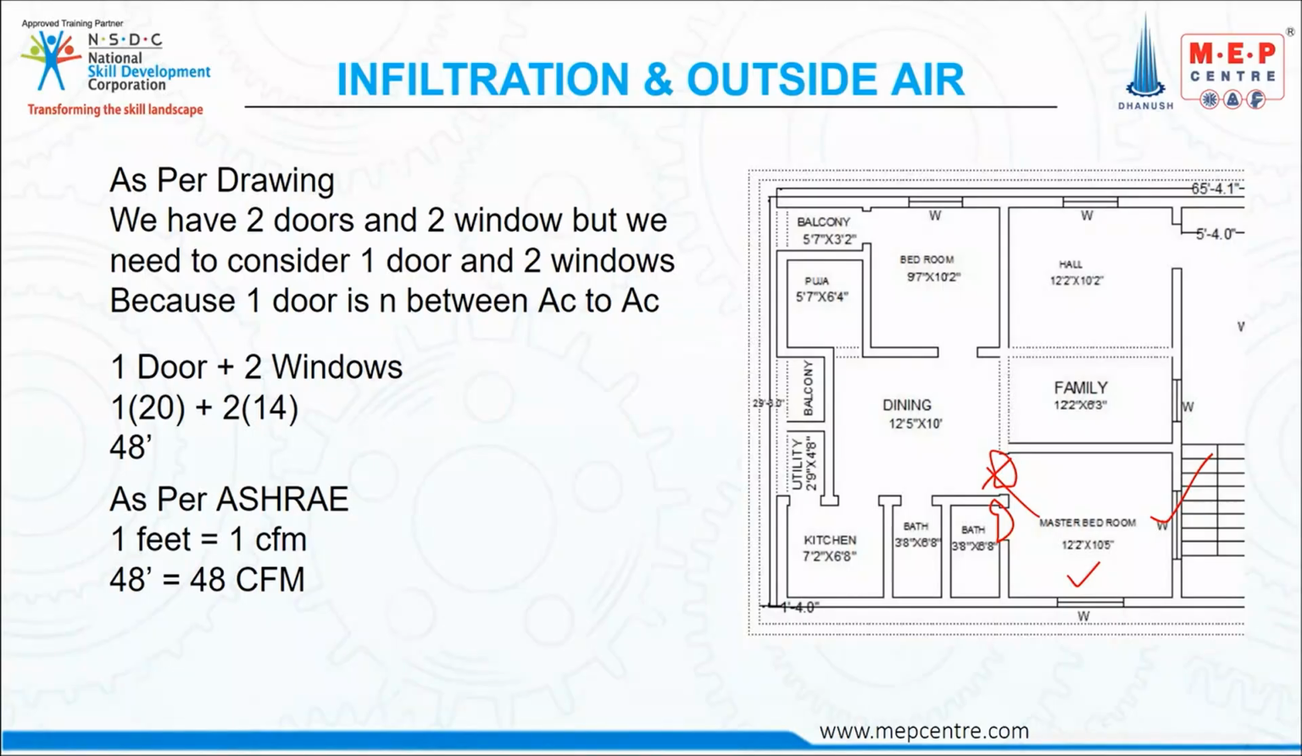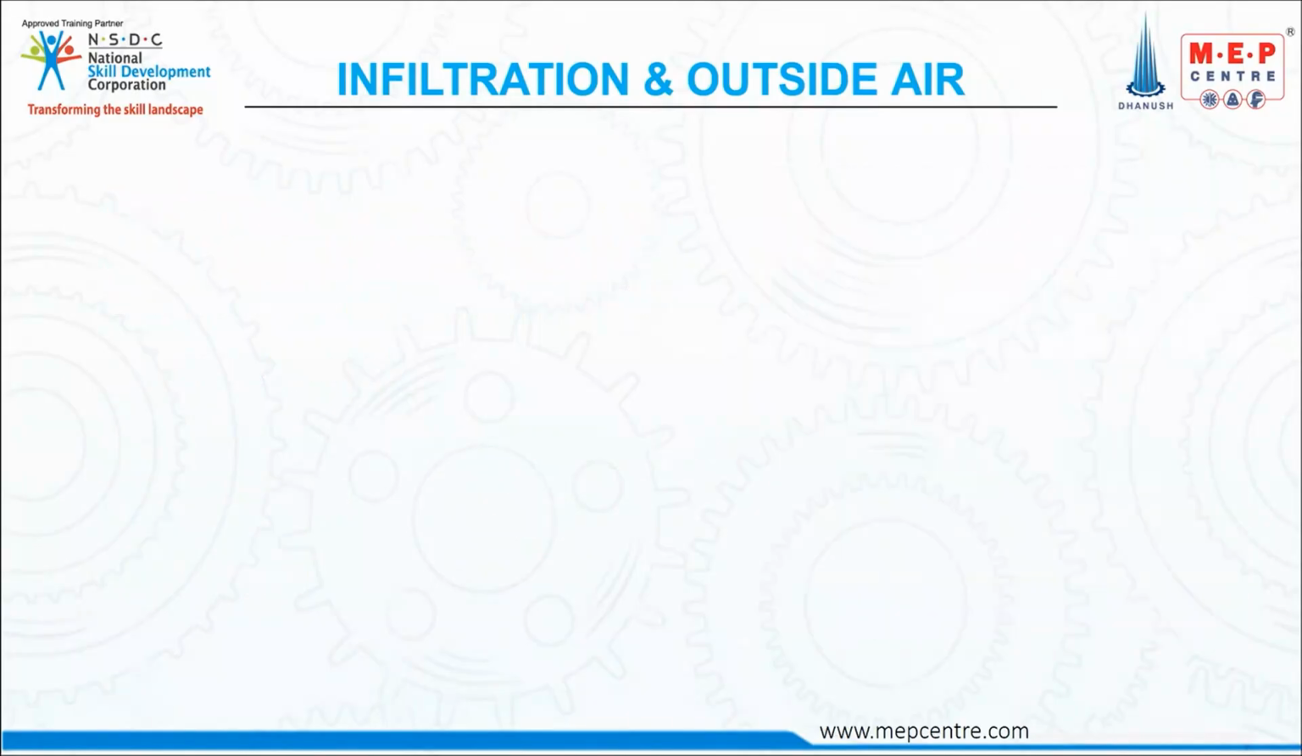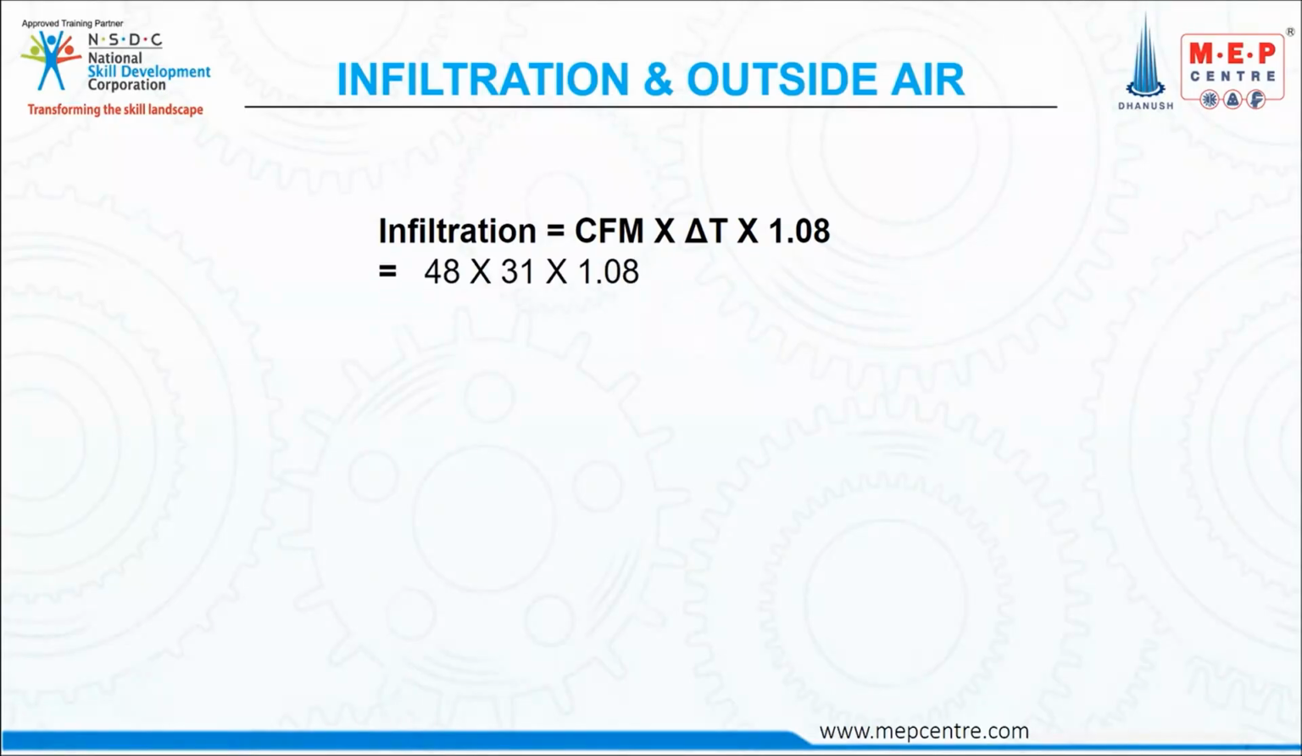As per ASHRAE, 1 foot can have 1 CFM of air. So 48 feet equals 48 CFM. Delta T equals ODBT minus IDBT, which is 106 minus 75, so 31. Therefore, infiltration equals CFM into delta T into 1.08, 48 into 31 into 1.08, which is 1607.04 BTU per hour.